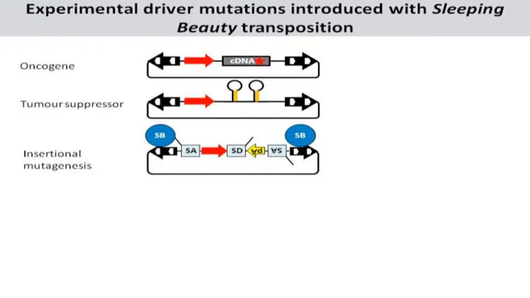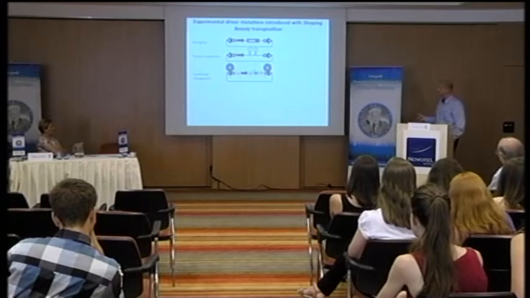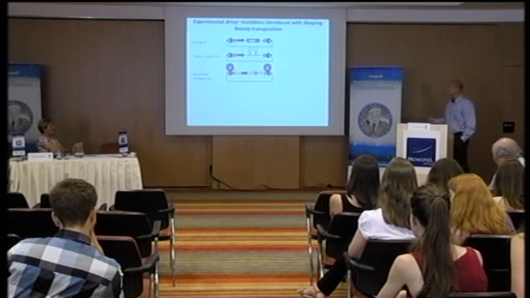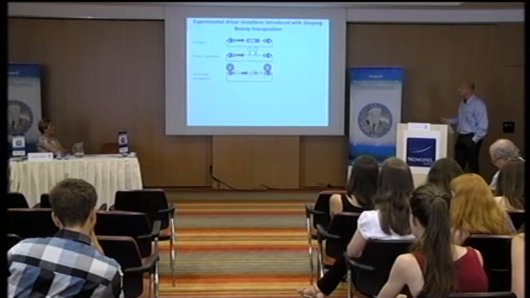and to model oncogenic mutations, we overexpress mutant cDNAs, and for tumor suppressor type mutations, we express artificial microRNAs silencing our candidate tumor suppressors of interest. And also we are using random insertional mutagenesis, and all of these transgenes are introduced with DNA transposon systems, in this case with the Sleeping Beauty transposon system.